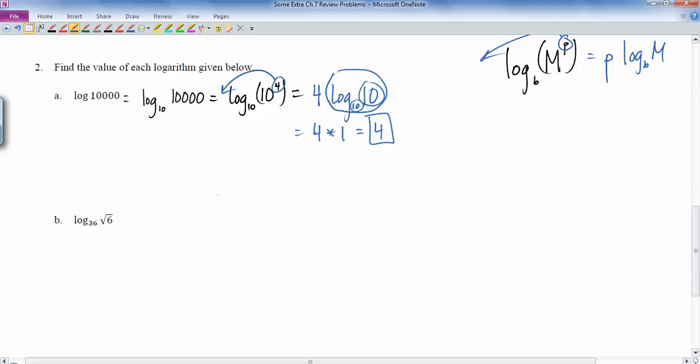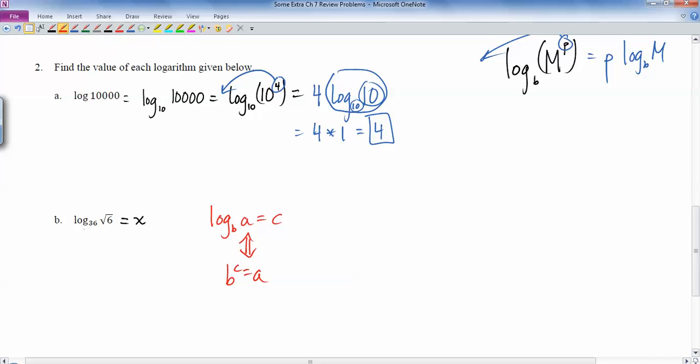Okay, let's take a look at the next one. The next one, you have to use a little bit more manipulation. For the next one, one thing you can do, and you could have done it for part A also, is set this thing equal to x. If you don't immediately see how to do it, just set it equal to x. And so then you can use that conversion formula. Log base b of a equals c turns into b to the c equals a.